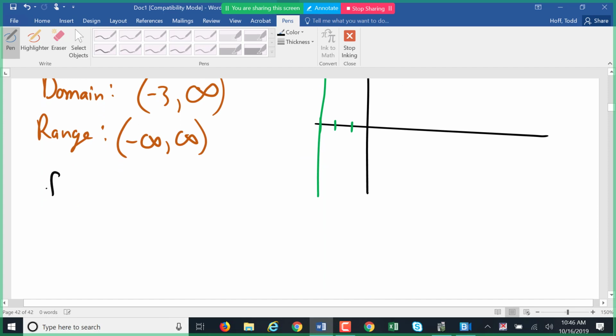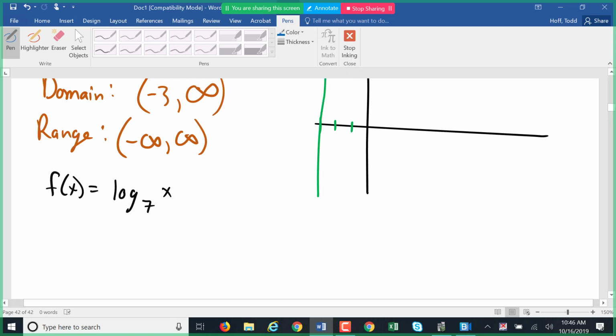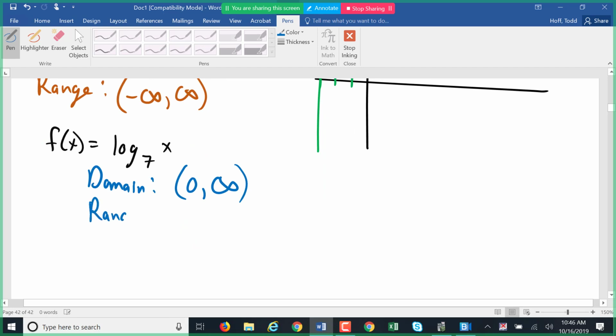If I look at a simpler logarithmic function, f of x equals the log base 7 of x. Since there's nothing added or subtracted to the x, nothing shifting that vertical axis for us, the domain of that is going to be the standard domain for a logarithmic function, 0 to infinity. The range, as always with a logarithmic function, is from negative infinity to positive infinity.